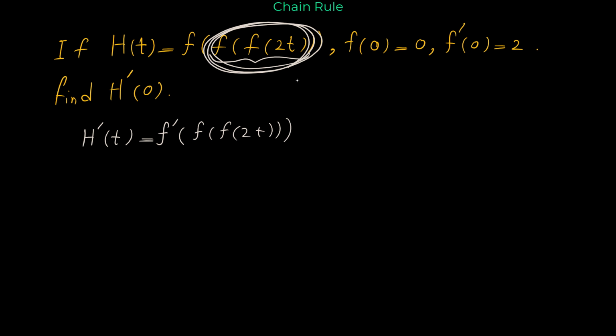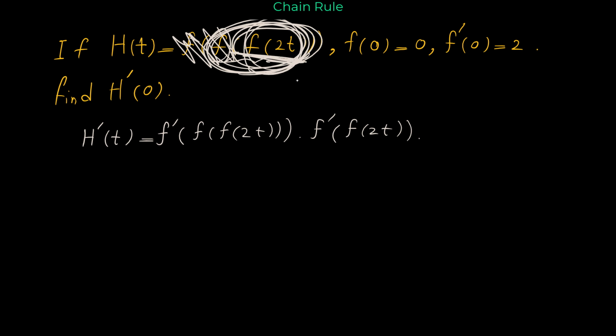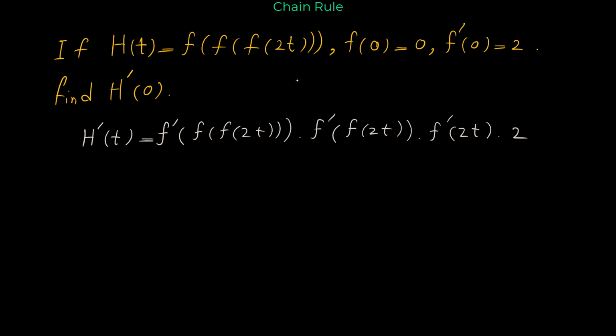Inside the bracket again we have composite functions. F is the outside and this is the inside. The derivative of the outside function is f prime, leave the inside. And now we are here. We want to find the derivative of, forget these two. Focus on here. The derivative of f of 2t is f prime of 2t. And don't forget to multiply by the derivative of the inside. The derivative of 2t is 2. So the derivative of h prime of t is this expression.